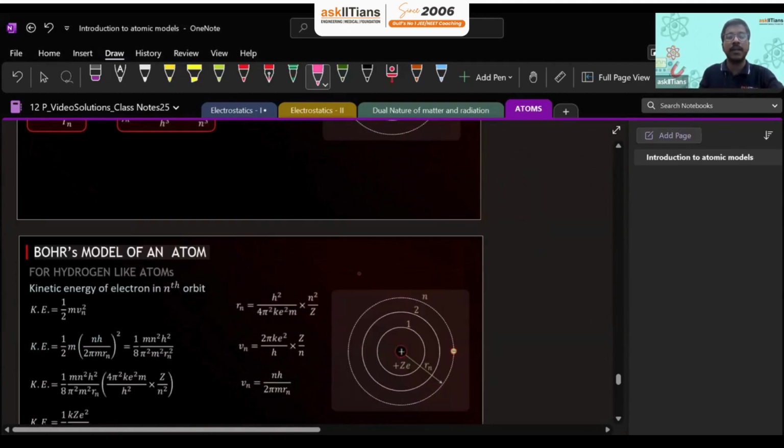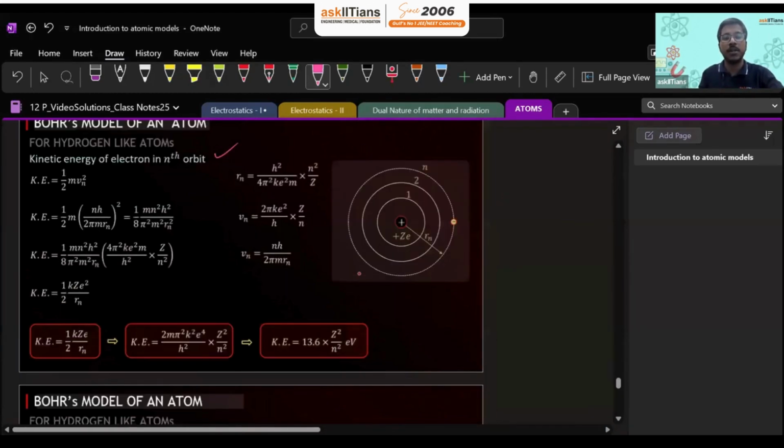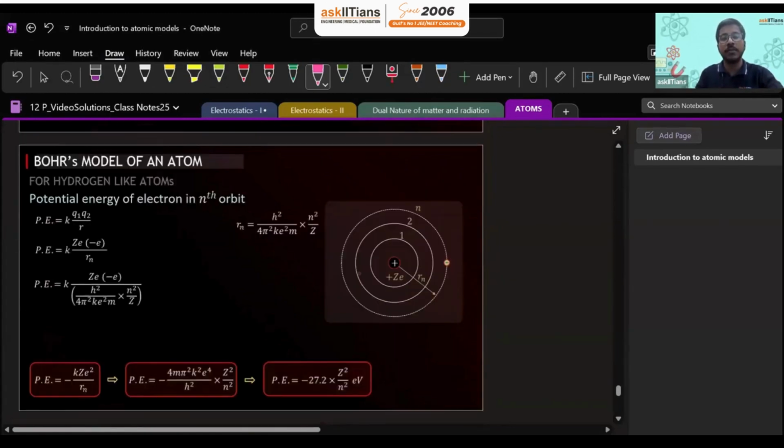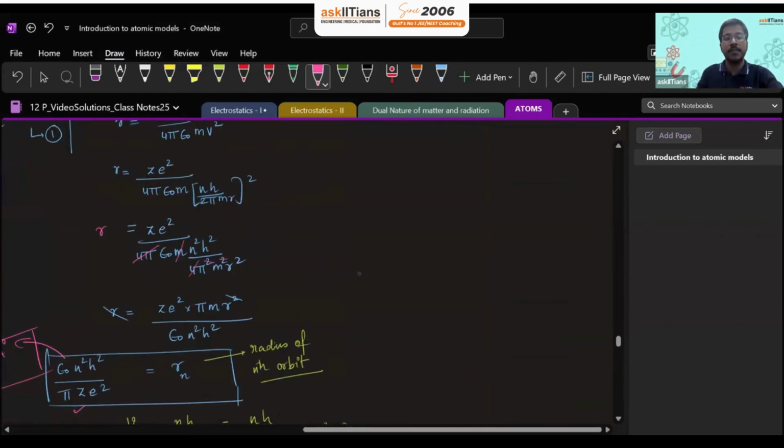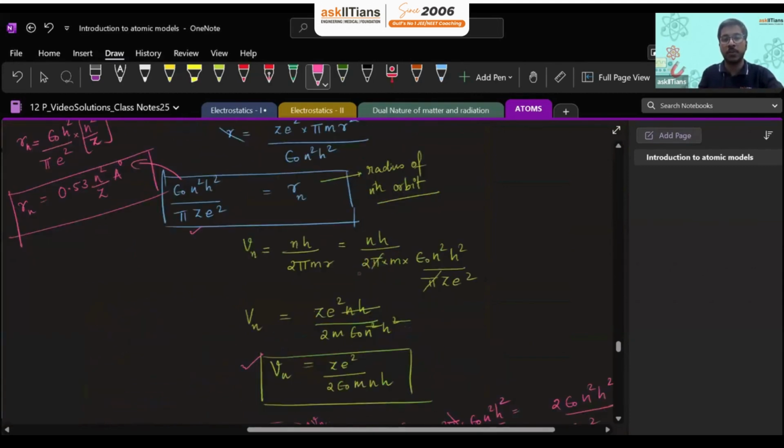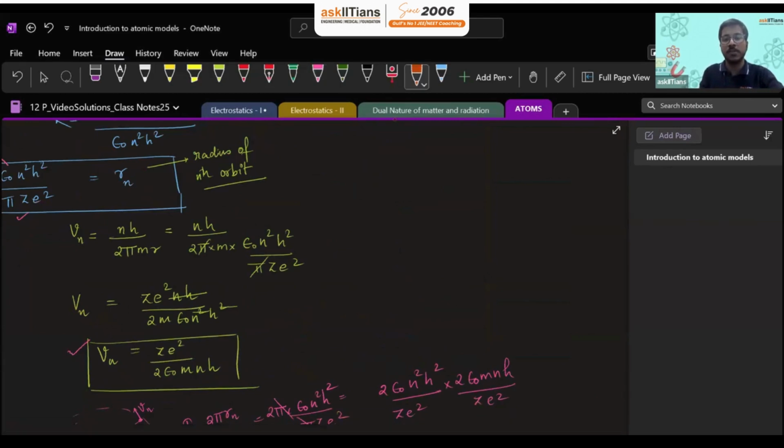So similarly, you can find the value of kinetic energy of electron in the nth orbit, and the potential energy of the electron can be found out too. So how do you find the kinetic energy? Because we have the radius and we have the velocity of electron in the nth orbit. So from the expression for velocity, we can reach the expression for kinetic energy as well. Kinetic energy is equal to half mv square, that is half into mass of electron times velocity square. In the nth orbit, the velocity will be z e square by 2 epsilon naught m n h, this whole square.